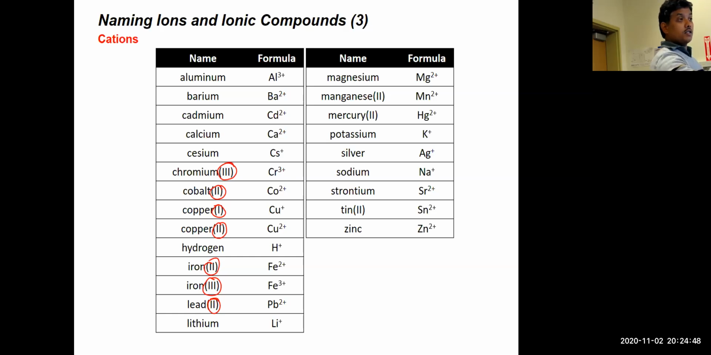And you don't see any charge on magnesium, but you see a charge on manganese, and you see a charge on mercury, but you don't see any charge on potassium, and you don't see any charge on silver, sodium, strontium. On tin you see a charge, and on zinc you don't see any charge. There were a few that don't need to show any charge, but even if they were non-metals, some exceptions, most of the time they do have the charge next to them.